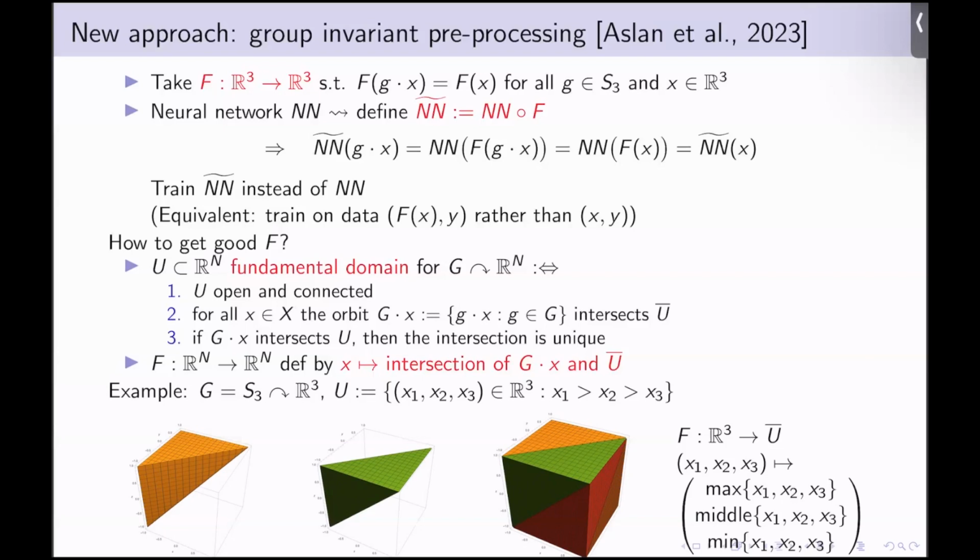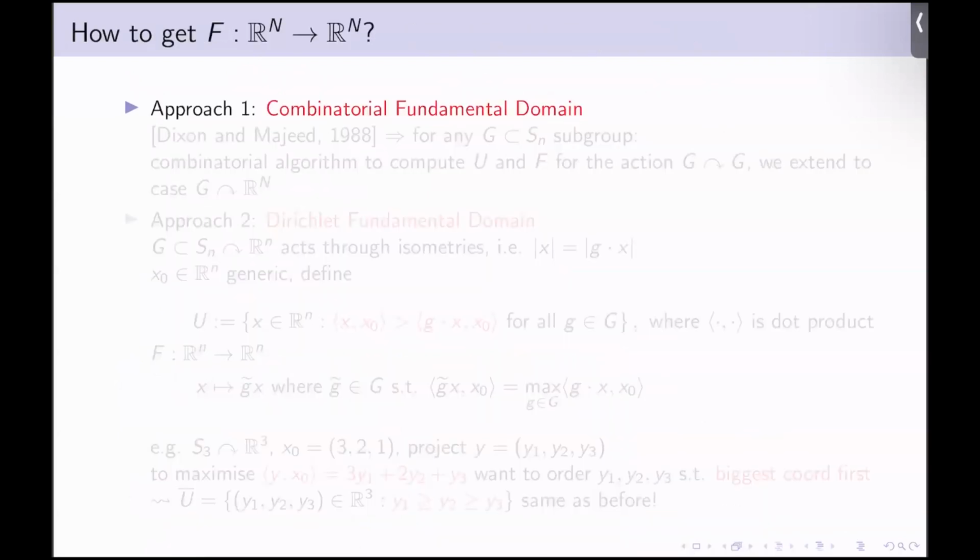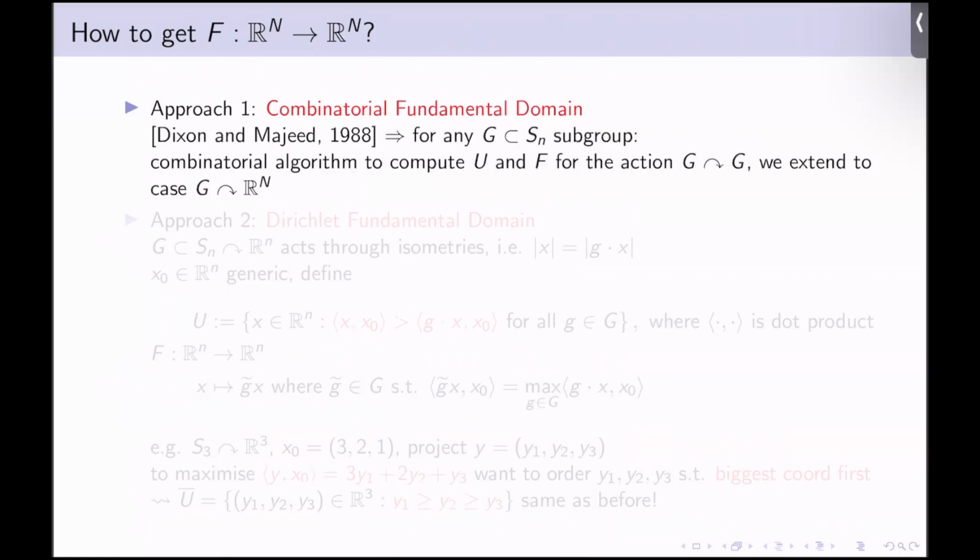Okay, but this is just some ad hoc example of a fundamental domain. We have 2 general recipes to cook up these fundamental domains. And about the first recipe, I want to say almost nothing. And everything I want to say about it is in this paragraph here. So the first recipe are called combinatorial fundamental domains. And there is a paper by Dixon and Mahid which does the following.